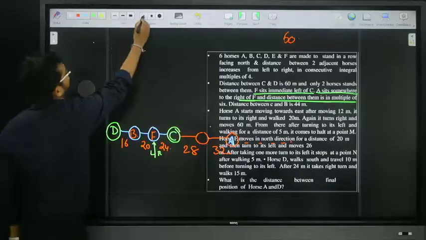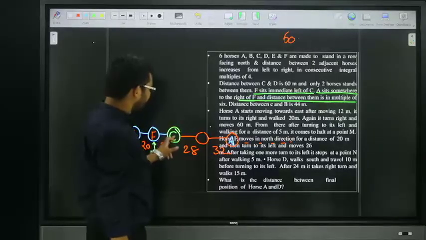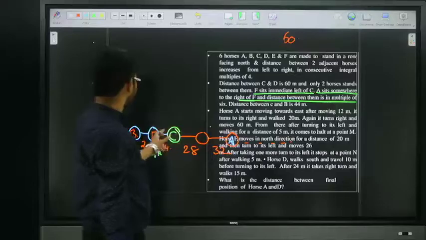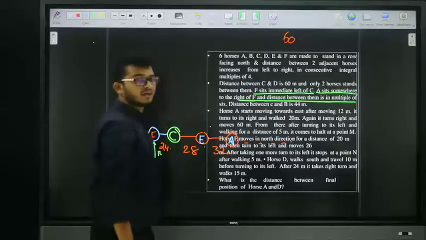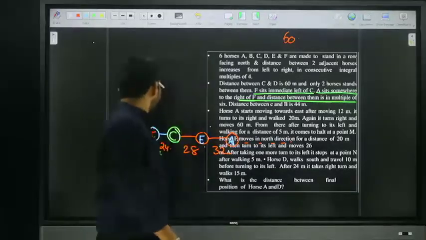Friends, see here. Now D completed, B completed, F, C. The remaining is what? A completed, B, next C, next D, F. The remaining one is E. Now, friends, the arrangement is completed.